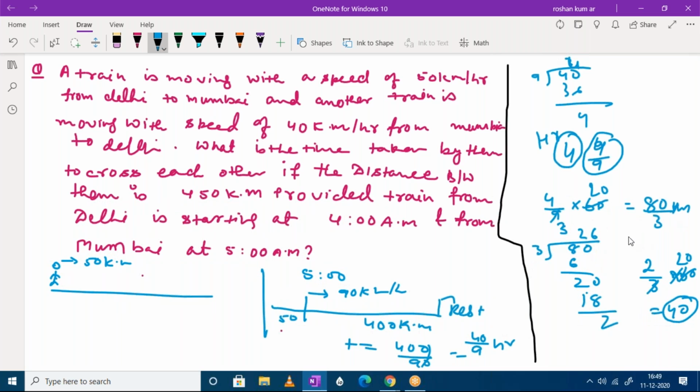This is your second part, this is your minute part, and this is your hour part. From what time? From 5 o'clock. 5 o'clock, 4 hours will be 9 o'clock. 26 minutes, 40 seconds, so it will be 9 o'clock, 26 minutes, 40 seconds.